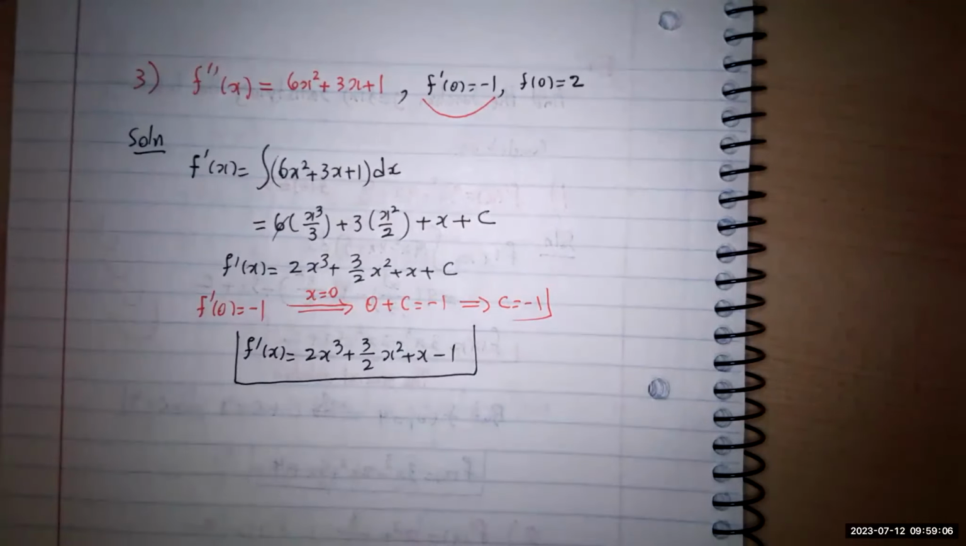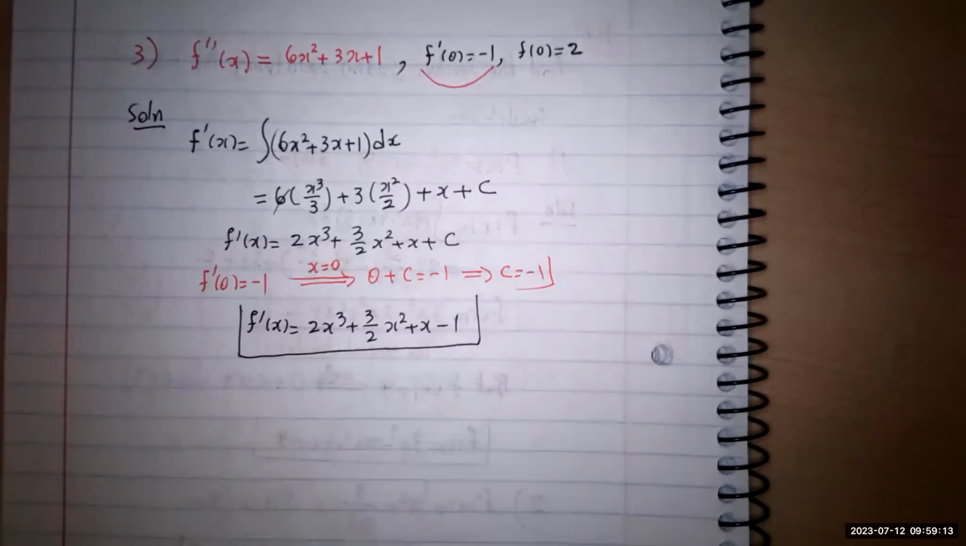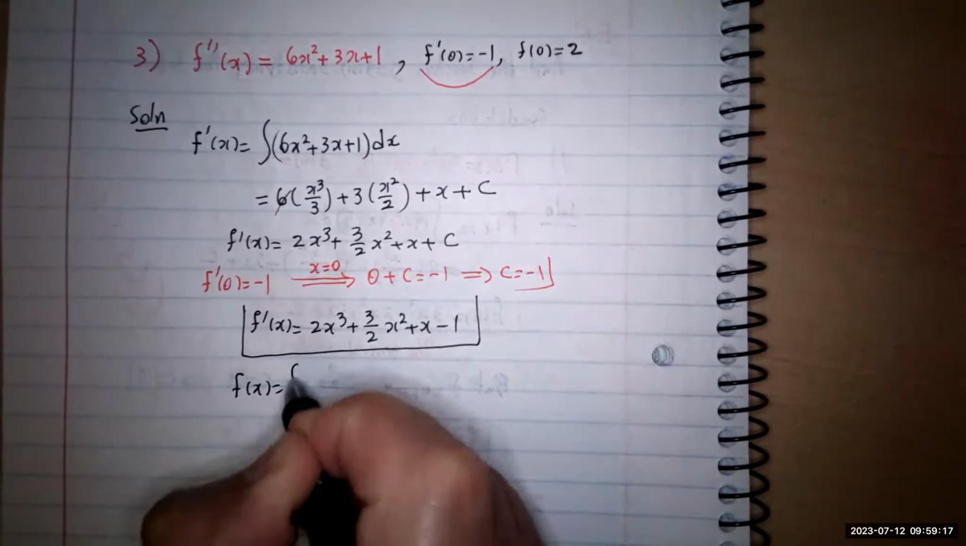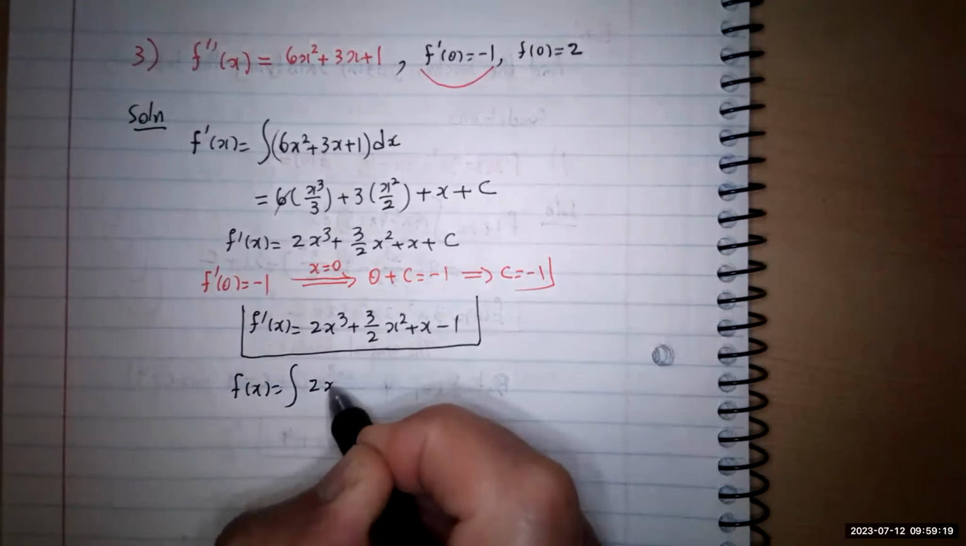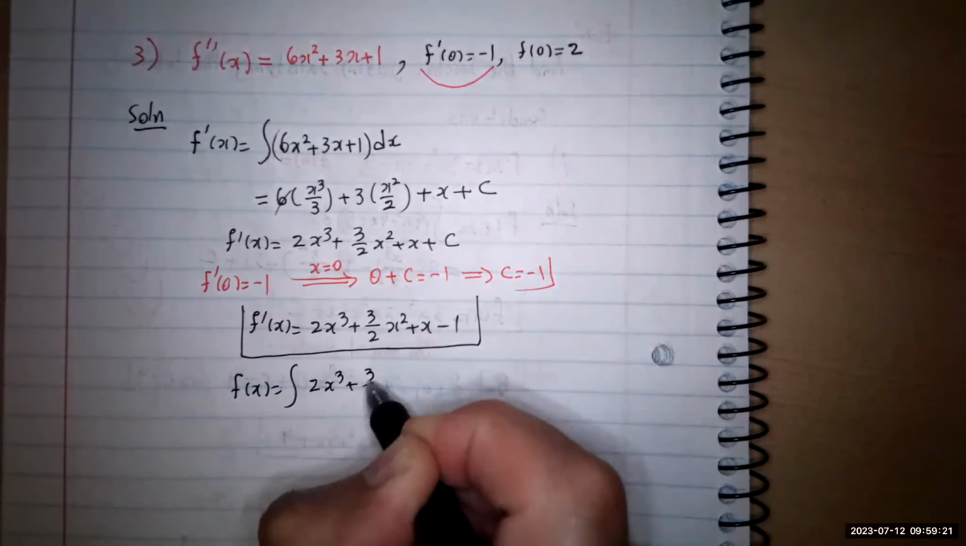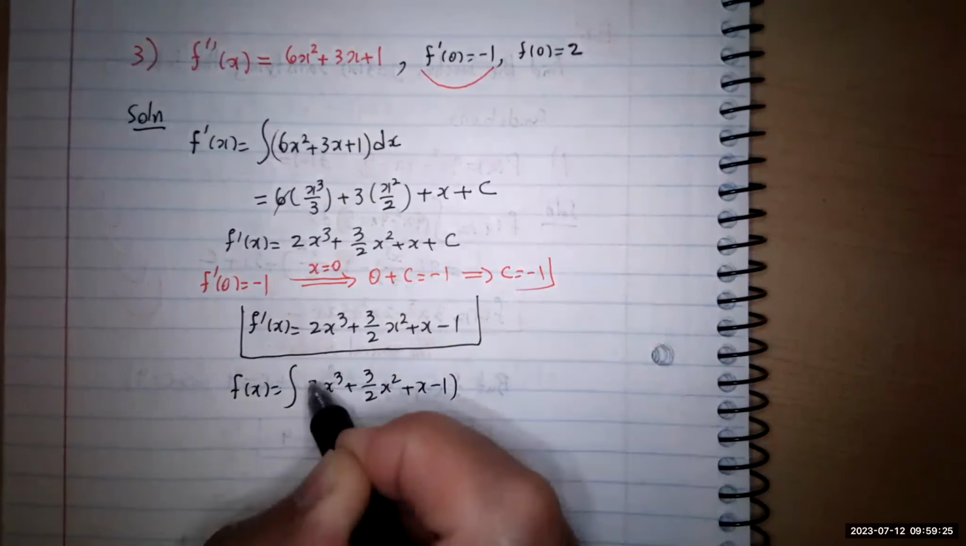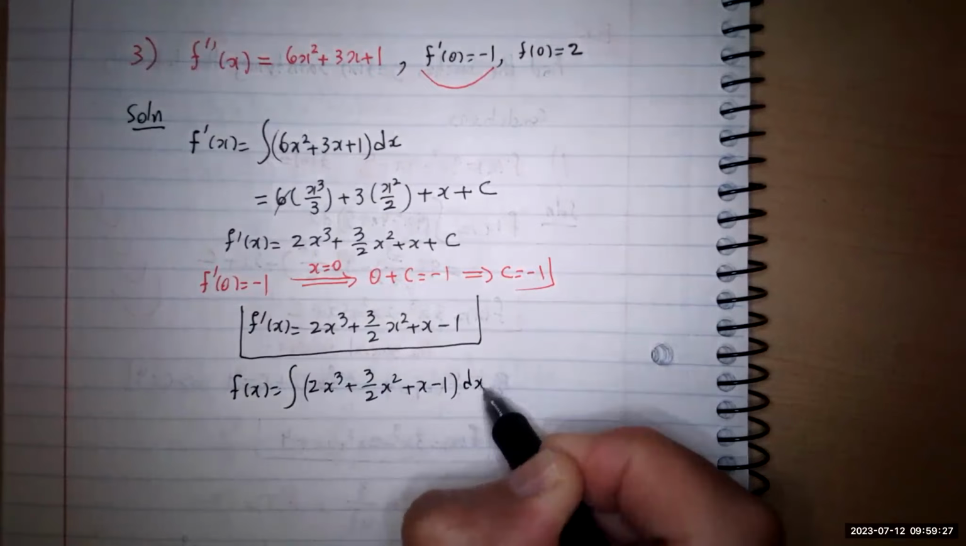So from the acceleration, we take it to the velocity now. Now you integrate it again, once more, to get to f of x. So f of x equals the integral of 2x cubed plus 3/2 of x squared plus x minus 1 dx. You see?